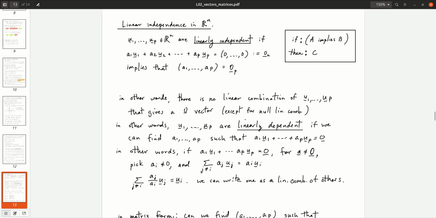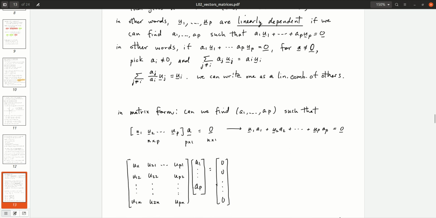Then if you just divide everything by ai, which you can do because it's not 0, you get that this linear combination of the u's equals one of the ui's. So this is saying that if they're linearly dependent, then we can take one of the ui's and write it as a linear combination of the other uj's. I think this is maybe the easiest way to think about it. But the definition up here is the formal definition, and it uses this logical framework that if A always implies B, then they're linearly independent, where A is this statement and B is the bottom statement.